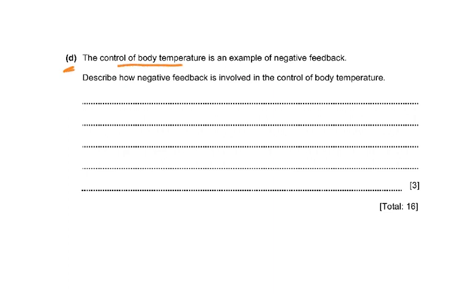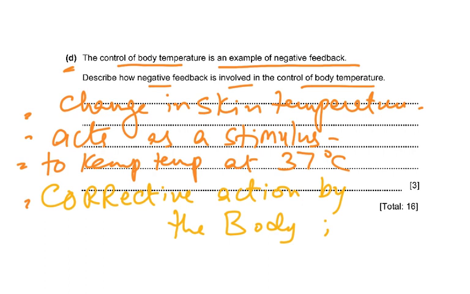Part D, the control of body temperature is an example of negative feedback. Describe how negative feedback is involved in the control of body temperature. You see, change in body temperature acts as a stimulus. Now, to keep the temperature constant, corrective action by the body takes place. So a change in skin temperature, why would change in skin temperature take place? Naturally, it depends on the environment. If this room is very hot, my skin is going to get very hot. If my room is very cold, the skin is going to become very cold. So changes in the skin temperature act as a stimulus. And to keep the temperature constant at 37, corrective actions are taken by the body.